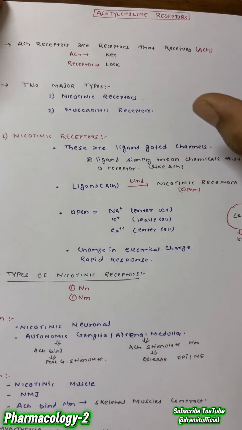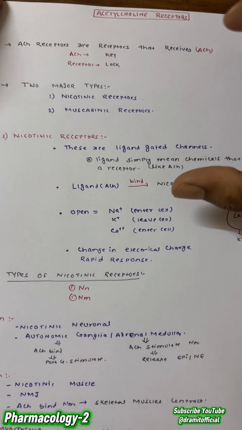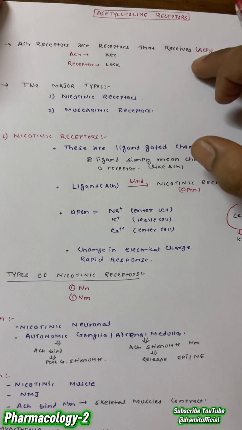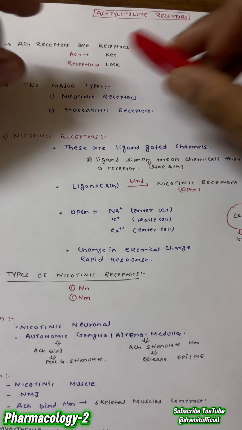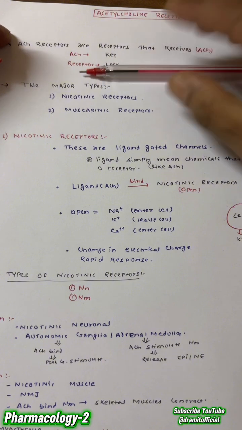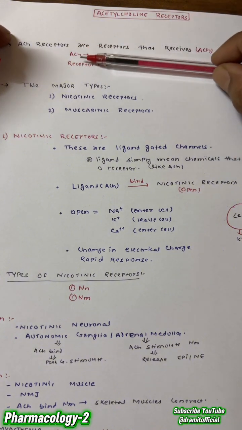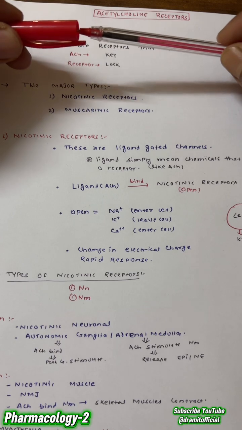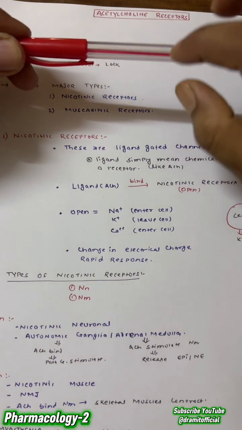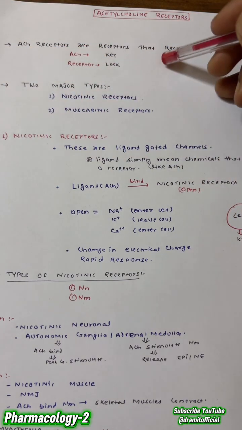In simple language, acetylcholine receptors are those receptors which receive acetylcholine. Just think that ACh is a key and the receptor is a lock. Suppose this is a receptor, and suppose this is ACh. Then this ACh will go and fit into this receptor. In the same way it works in our body also.